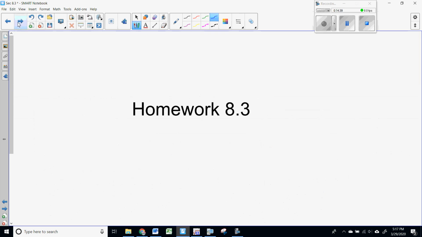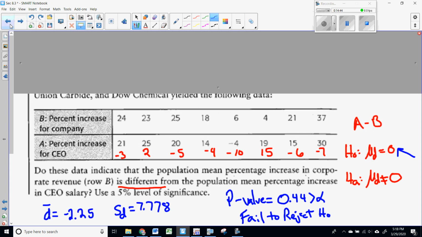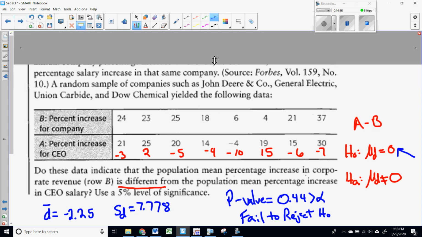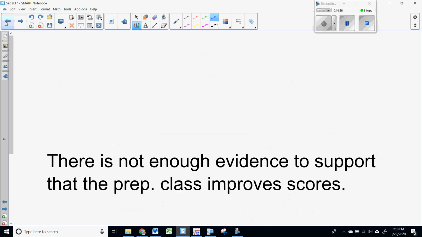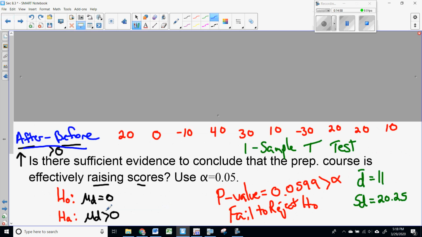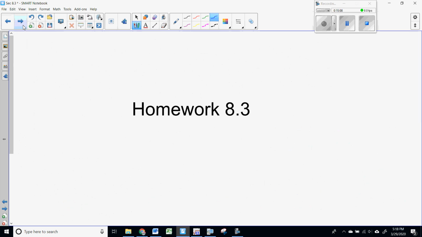So for this homework in section 8.3, these are dependent examples. And in terms of the hypothesis testing, you're basically going to be doing a one sample t-test after you subtract. So you subtract, you determine your h sub o, you determine your h sub a. Is it greater than or less than or not equal to 0? Then you just take your differences and you do a one sample t-test with your differences.